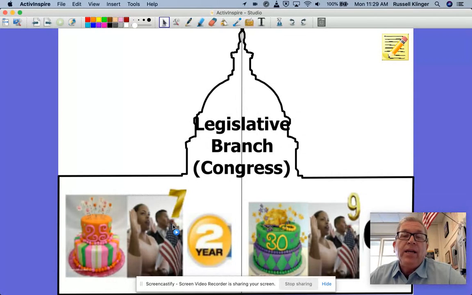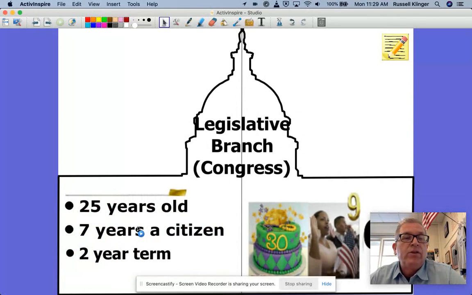How old do you have to be a member of Congress? Well, if you want to be a member of the House of Representatives, you have to be 25 years old. That's the minimum age requirement. You have to be a citizen of the United States for at least 7 years. So can you be born outside of the United States, become a citizen, and then run? Yes, you absolutely can. You serve a 2-year term, so every 2 years you have to be reelected by the people to serve in that House.